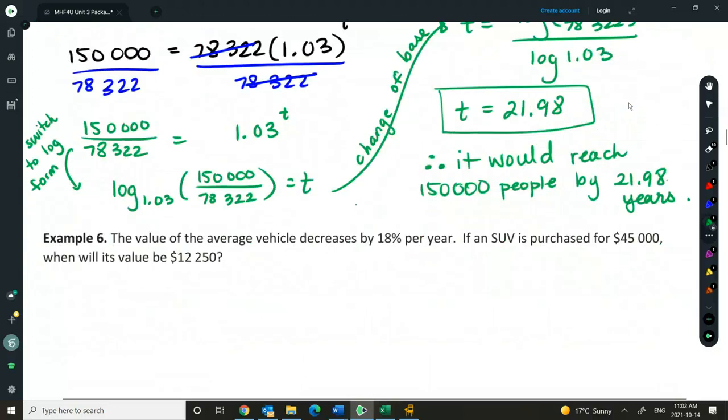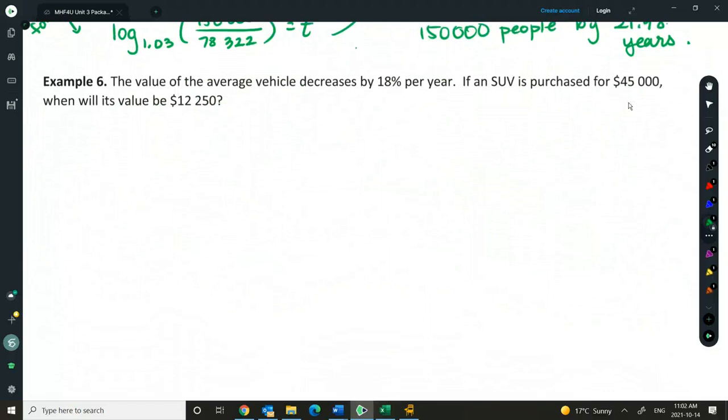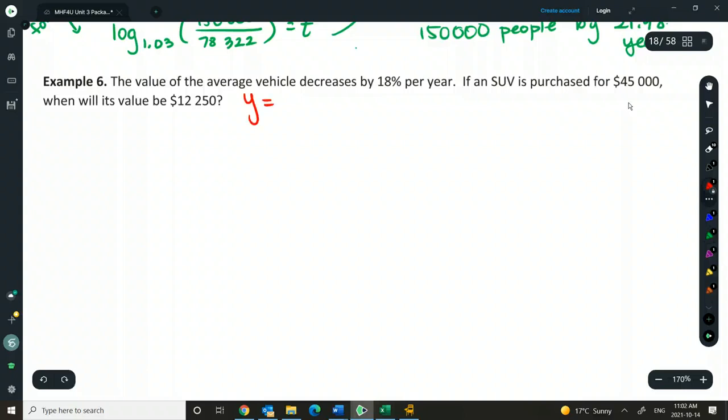Okay, last one, and then you guys will have about 25 minutes to work here. So the value of the average vehicle decreases by 18% per year. If an SUV is purchased for $45,000, when will its value be $12,250? I'm going to use the same formula, the exponential formula.